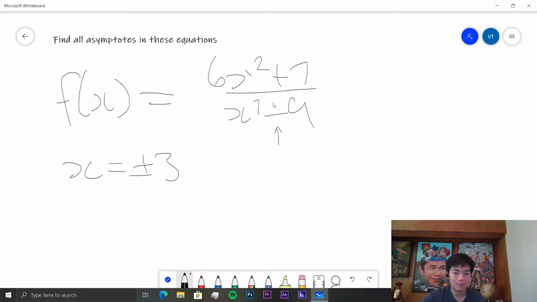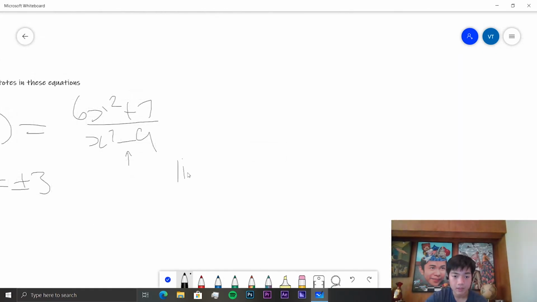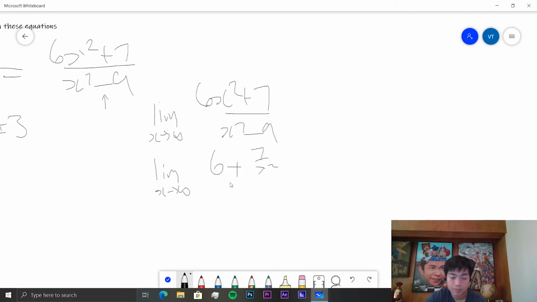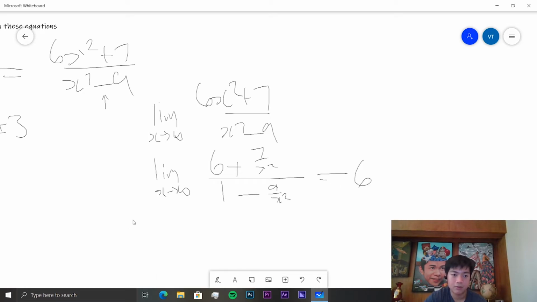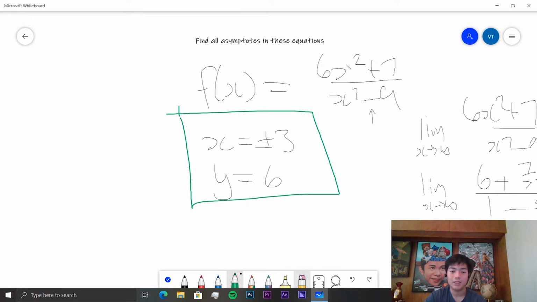Now, what about a horizontal asymptote? As x tends to infinity, what does this tend to? So we have the limit as x tends to infinity of 6x squared plus 7 over x squared minus 9. Divide both top and bottom by x squared, so that we get the limit as x tends to infinity of 6 plus 7 over x squared over 1 minus 9 over x squared. So this simply tends to 6. So y equals 6 will also be an asymptote of this graph. So these are the answers for that function.